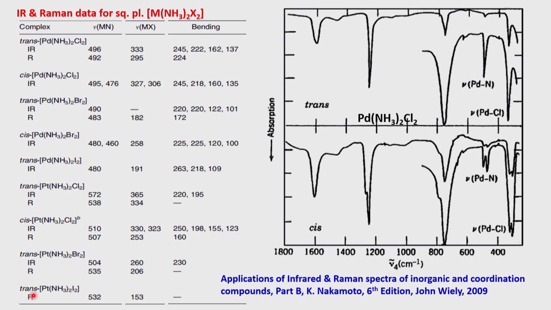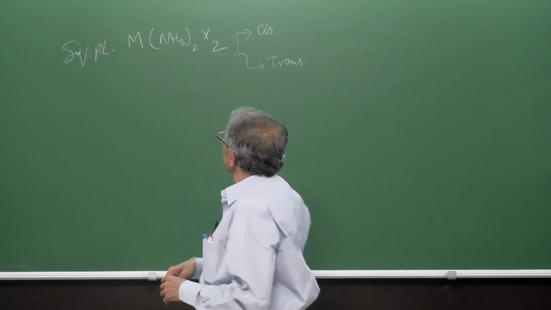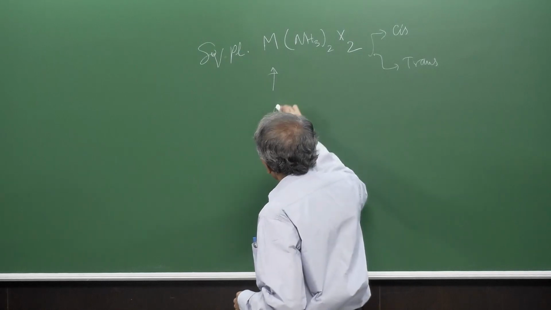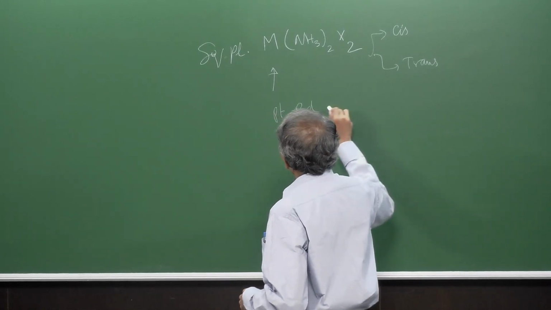So square planar complexes you know very well from coordination chemistry. One of the features is the cis, the other feature is trans. So this is one of the factors. Then I can change the M here, the platinum, palladium, etc.